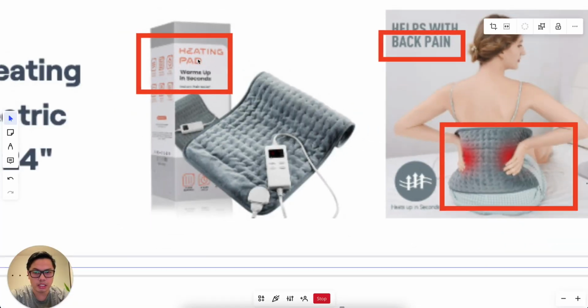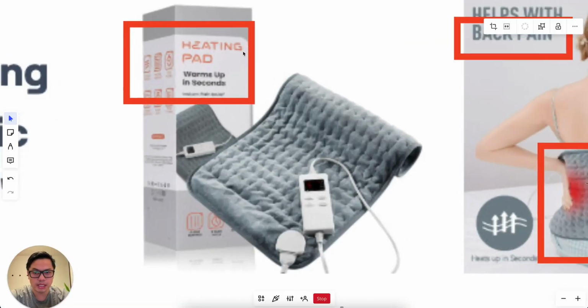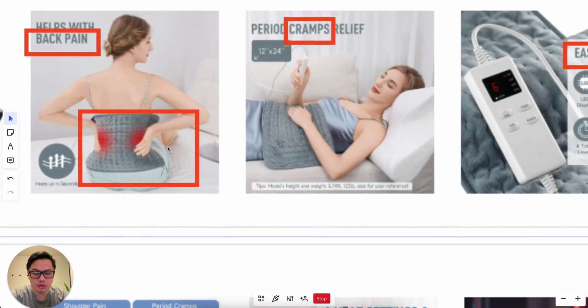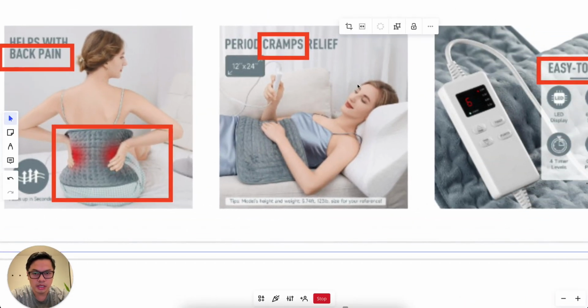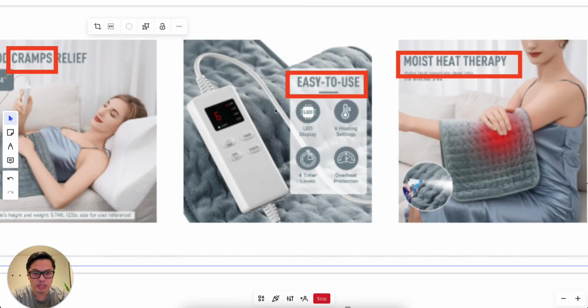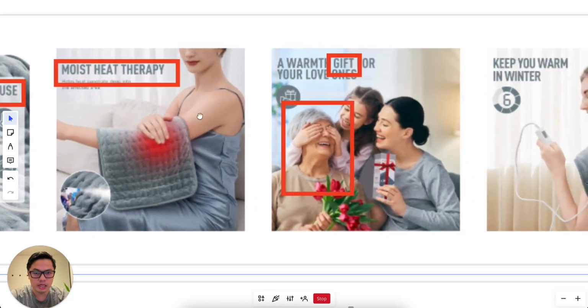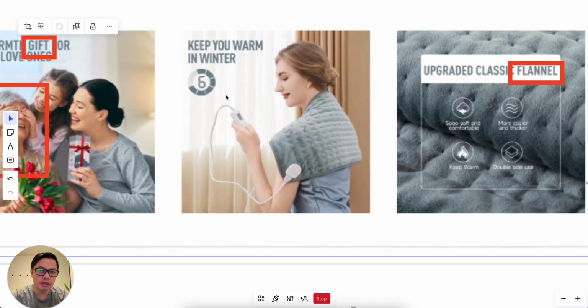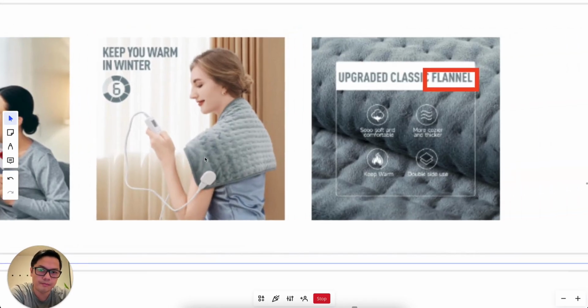So here they got packaging, callouts, warms up in seconds, heating pad. Okay, back pain shows. I like these red elements. They really show where the pain is coming from. Here's one direct on cramps, easy to use, moist heat therapy, gift, keep you warm in the winter. Okay, so they're just calling out some seasonality. I didn't think this would be something big, but we'll note how often this shows up. And then upgraded classic flannel. So talking about the material.